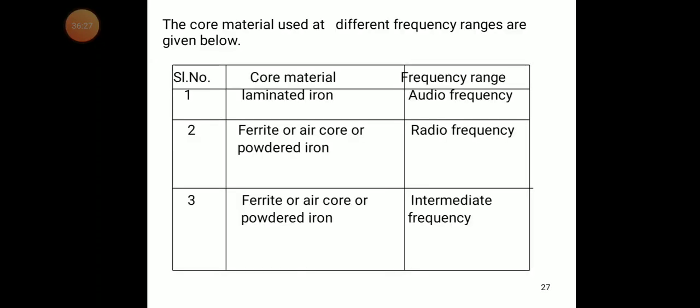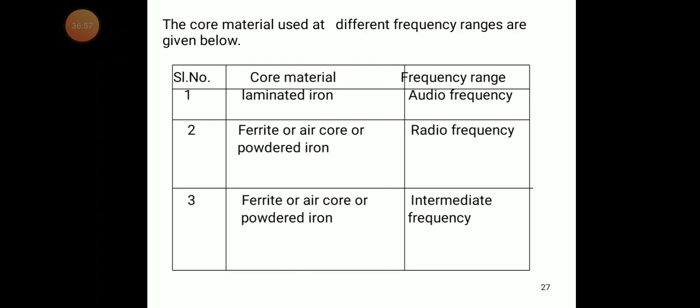Now we try to discuss the core materials used at the frequency ranges given below. For what frequency, what type of core material we need to use. Generally we have three cores: air core, iron core, ferrite core. Where we are using these types of cores? The first one is laminated iron, the core material here.